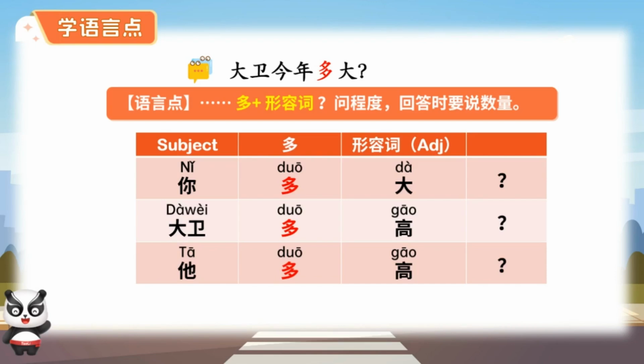What about this one? 大卫多高？ This question is asking how tall is David? Great! Let's look at the last example. 他多高？ Now, can you tell me what is the meaning of this sentence? I bet you know it. Yes! How tall is he? Remember, you should give a specific number when answer the question.